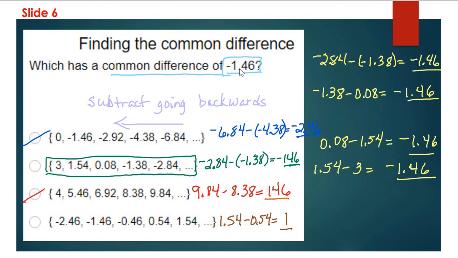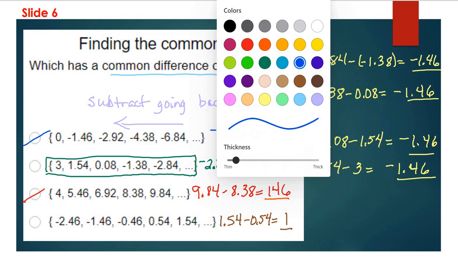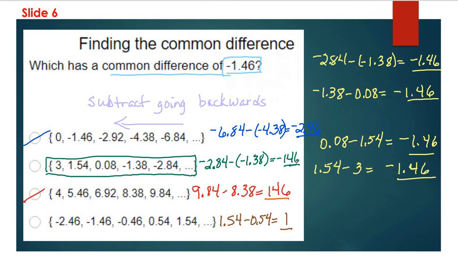Stop. That is not what you need. You need a negative 1.46. Now, on this one right here, as you can see, this did give me a negative 1 point, and I need to put a decimal right here. So I'm going to draw this, and it does give me a negative 1.46.